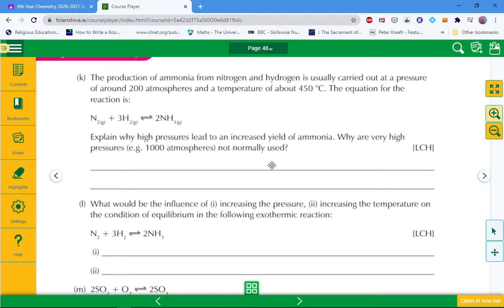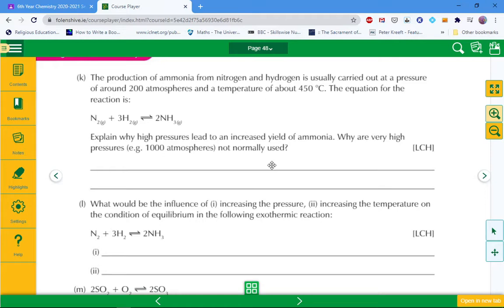Now, high pressures. First of all, pressure is only a stress if all the species are in the gaseous form, and they are in this case. Okay. Also, pressure will move the position of equilibrium as long as there's an imbalance between the number of volumes on the left hand side and right hand side. Well, 3 and 1, there's 4 volumes over here, there's 2 volumes over there. So why does high pressure lead to an increased yield of ammonia?